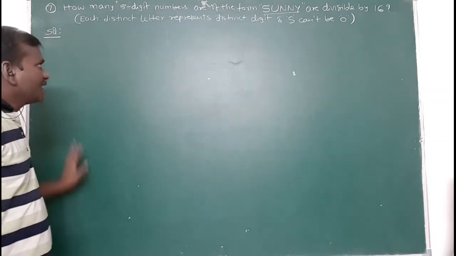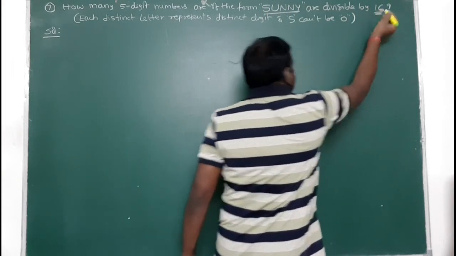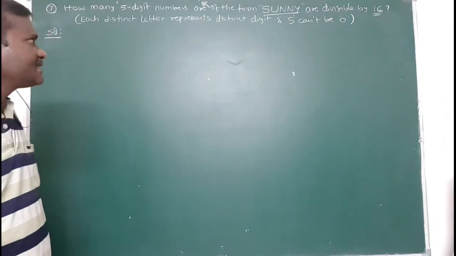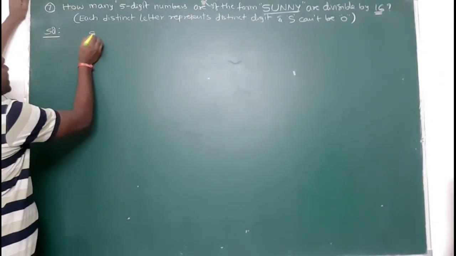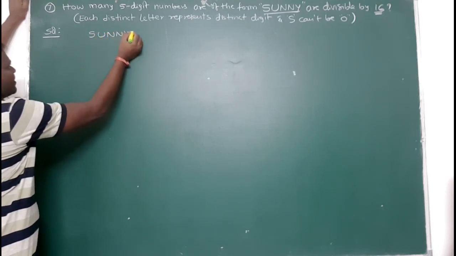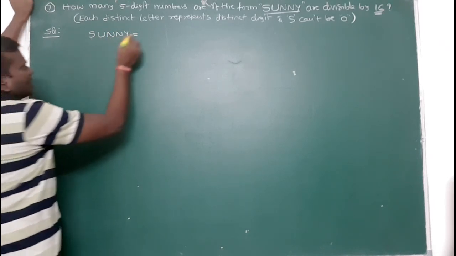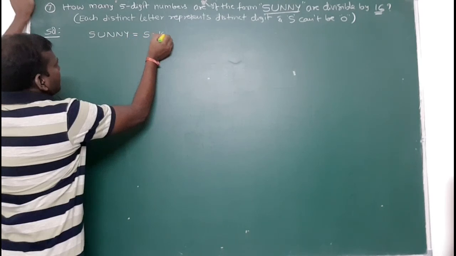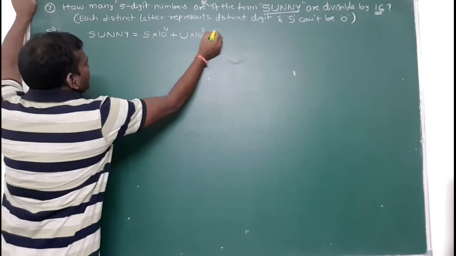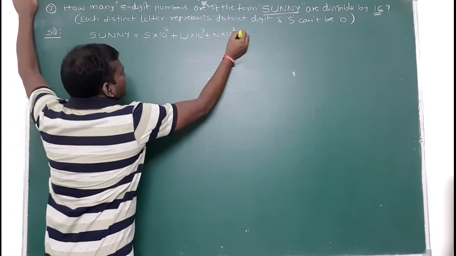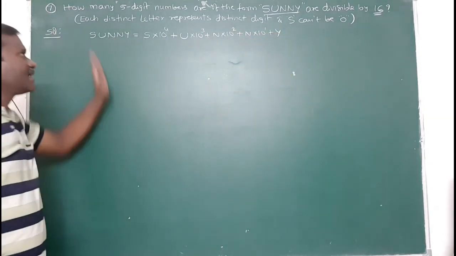First of all, we want these 5-digit numbers which are divisible by 16. What is the decimal expanded form of SUNNY? It can be written with the units digit, tens digit, hundreds digit, thousands digit and ten-thousands digit: S times 10 power 4, plus U times 10 cube, plus N times 10 square, plus N times 10 power 1, plus Y. This is the decimal representation of SUNNY.